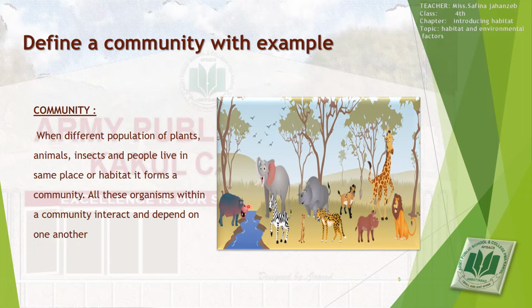Students, in this picture you can see there are a lot of animals present. Here plants are present. So a group of different animals present in a place, then we can say it is a community.